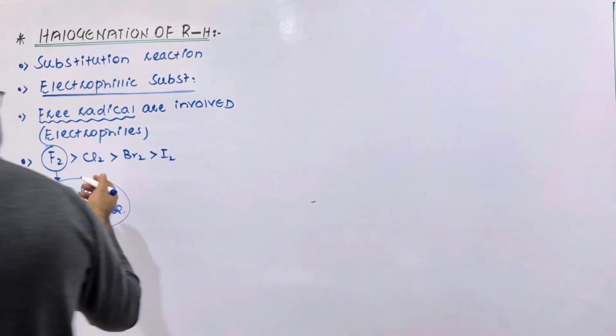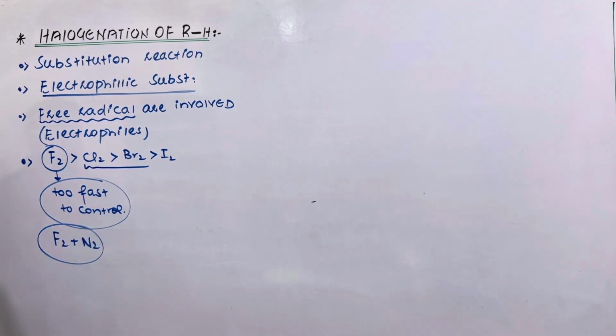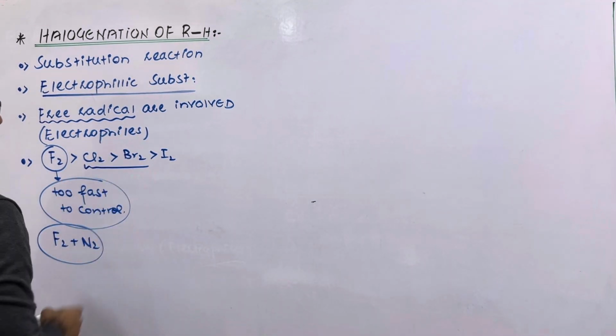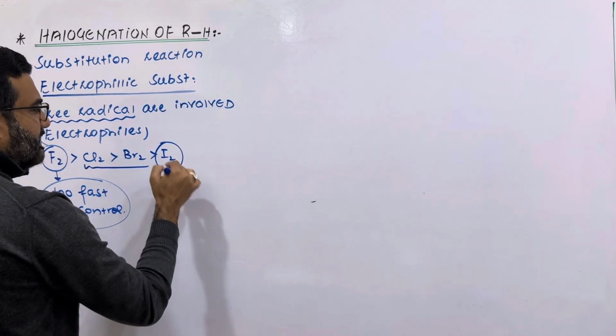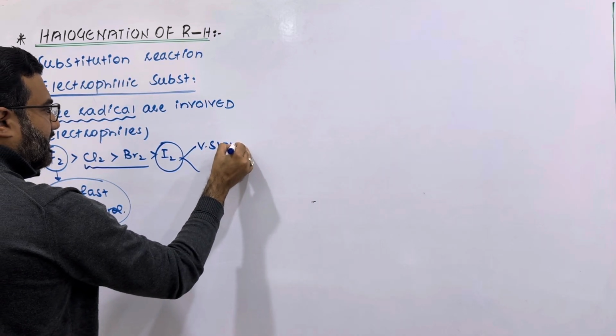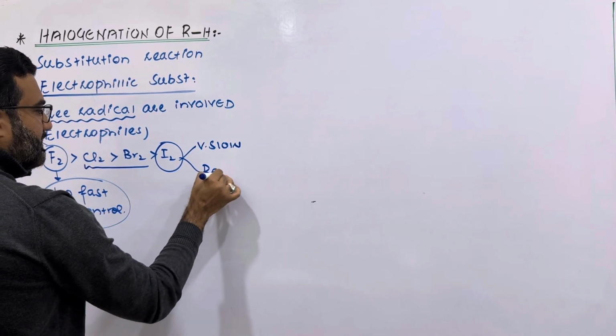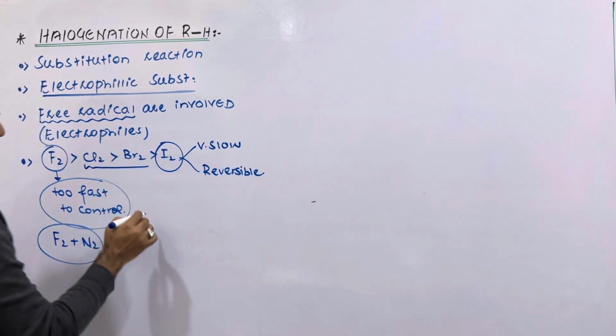The chlorination and bromination are moderate rate reactions, and usually when we are talking about the halogenation of alkanes, we conduct the chlorination or bromination of the alkanes. Iodination is very slow due to the very low reactivity of iodine, and it is also reversible. Why is it reversible?